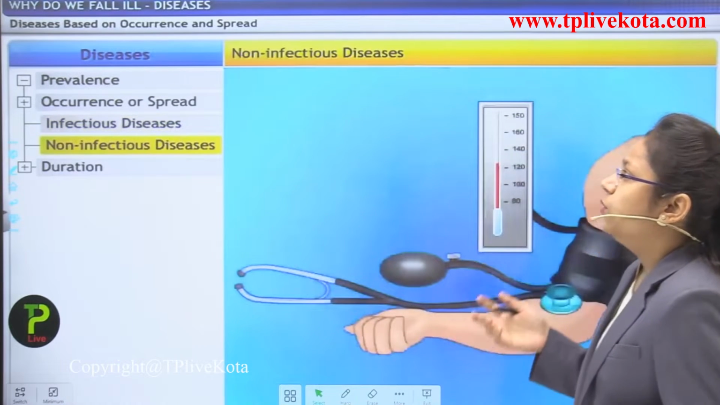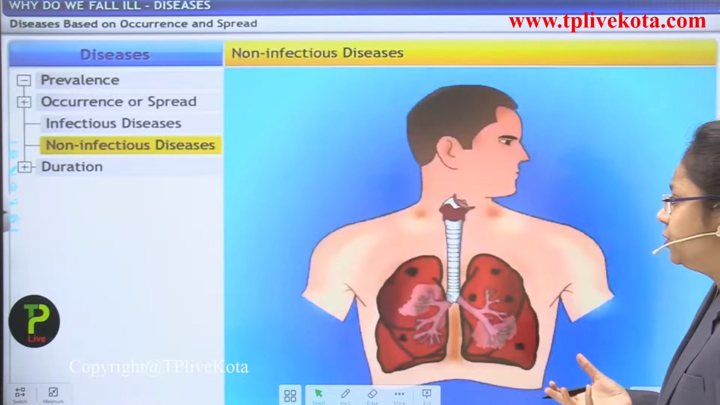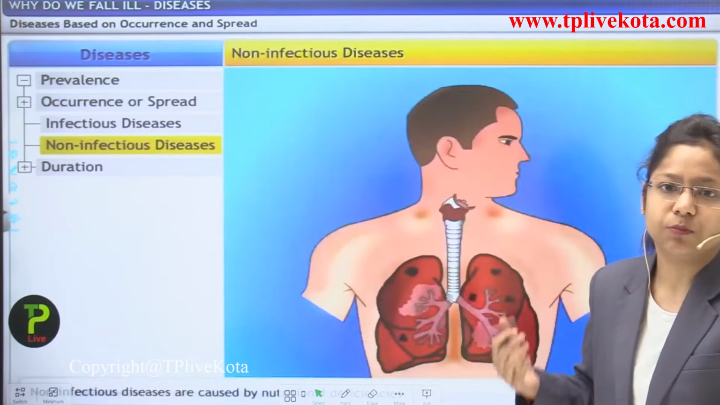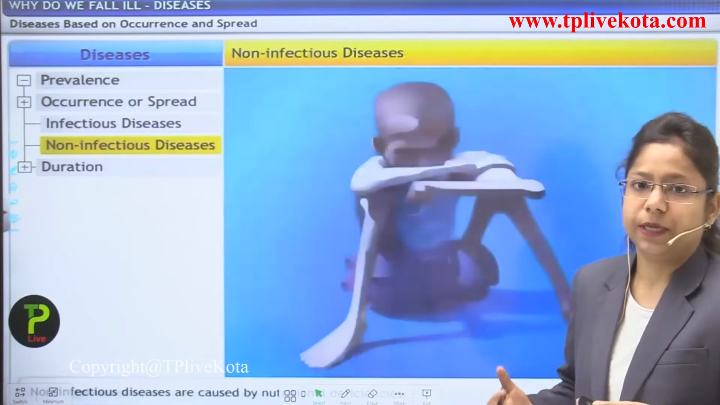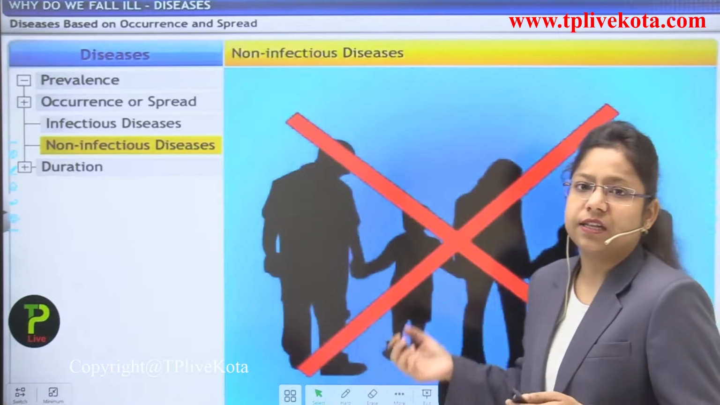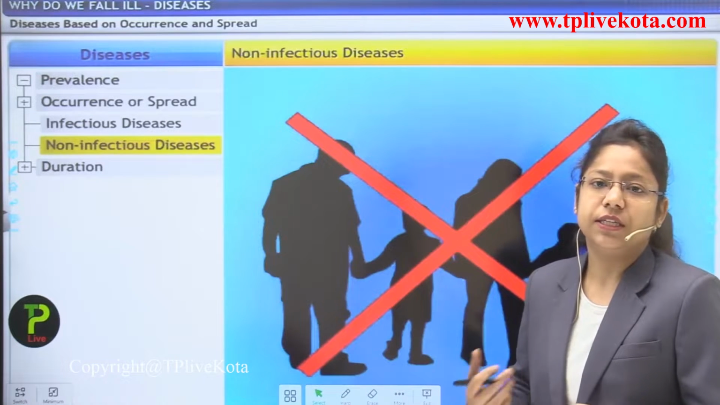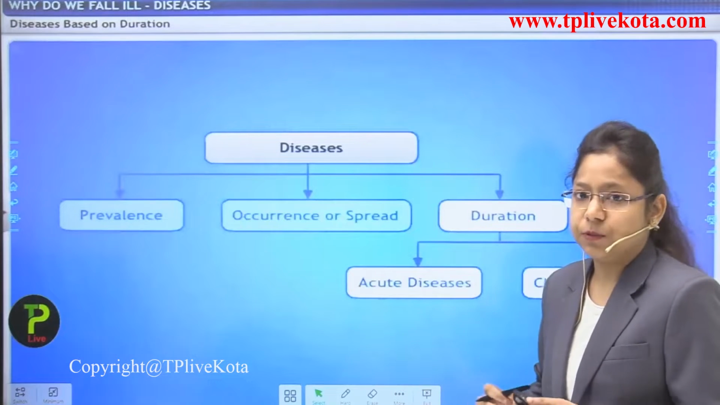Okay, now actually if we talk about non-infectious disease, then it should be like blood pressure or any kind of respiratory problem that is occurring inside the particular person's body. They are not transferred from one person to another person. Okay, so if a person is suffering from deficiency diseases like kwashiorkor, like marasmus, okay, they are vitamin deficiency diseases. They are not transferred from one person's body to another person's body.